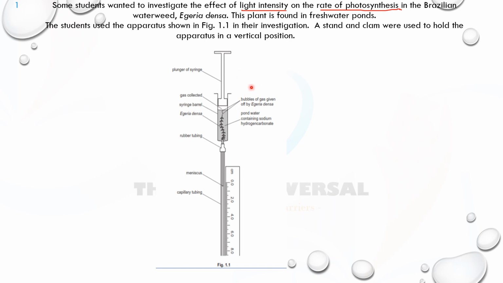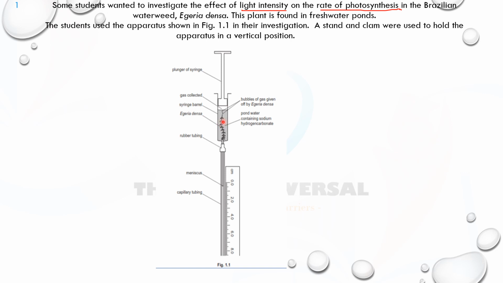So you have to look at this diagram. It will show you how your independent variable is changed, and how your dependent variable is going to be measured. How do we measure rate of photosynthesis? Look at it. Can you see? This is a plant in water. What is the name of this? Egeria densa.